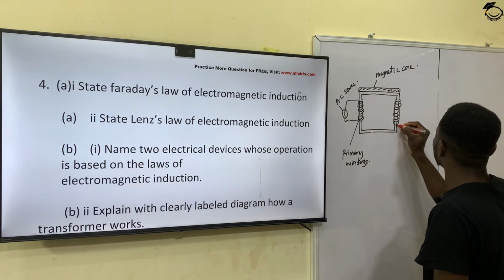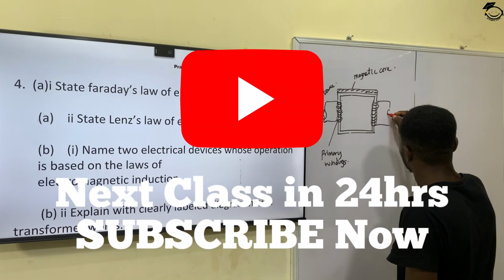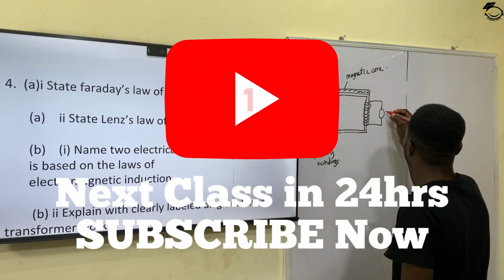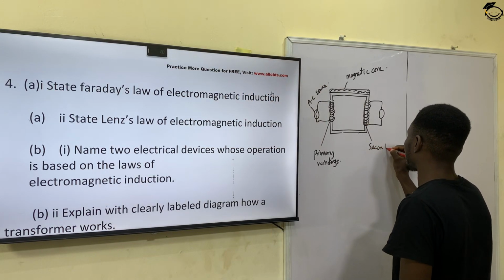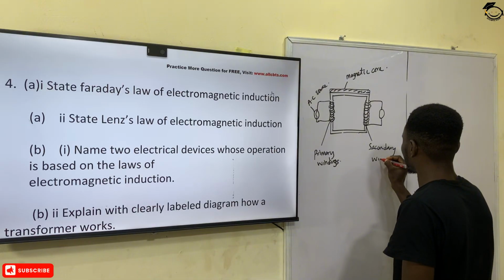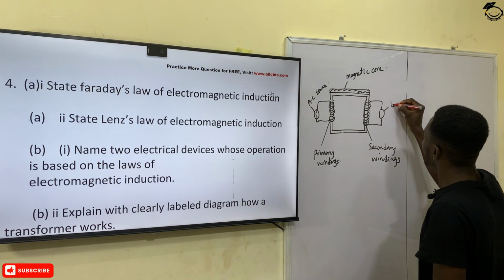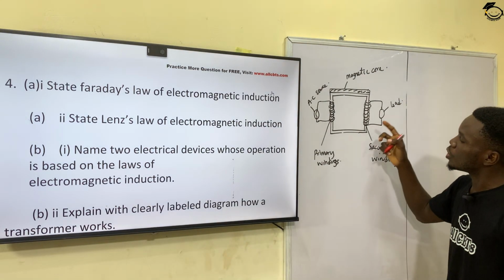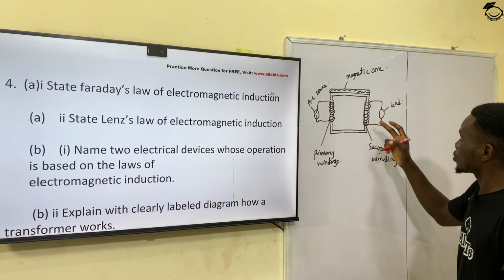So this is your secondary windings. And this is your load. Whatever appliance you are connecting it to is called the load. So this is your AC source where the power is coming from. This is your primary windings and this is your secondary windings.